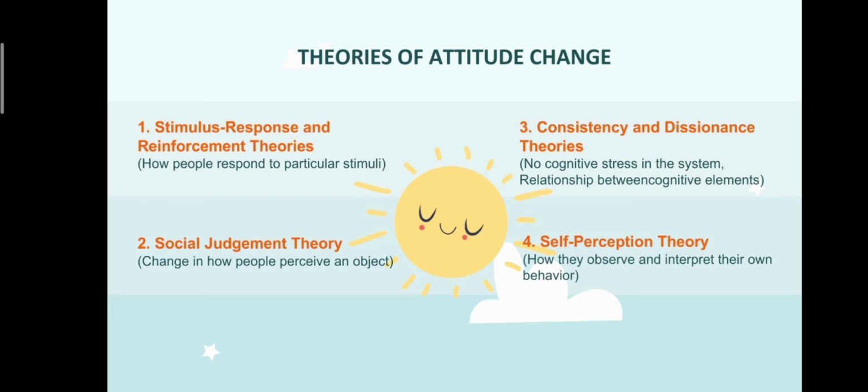And then the fourth theory is self-perception theory. Self-perception theory holds that people develop attitudes based on how they observe and interpret their own behavior. According to this theory, attitude change follows behavioral change first.